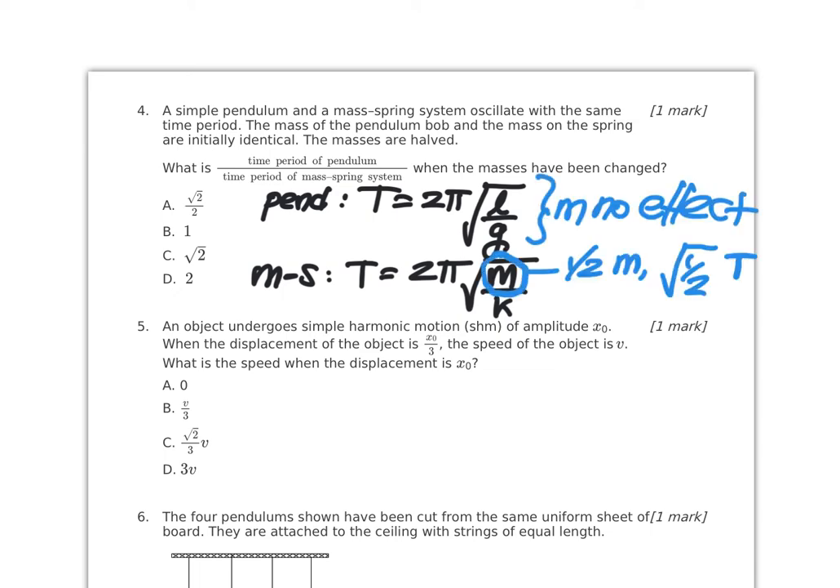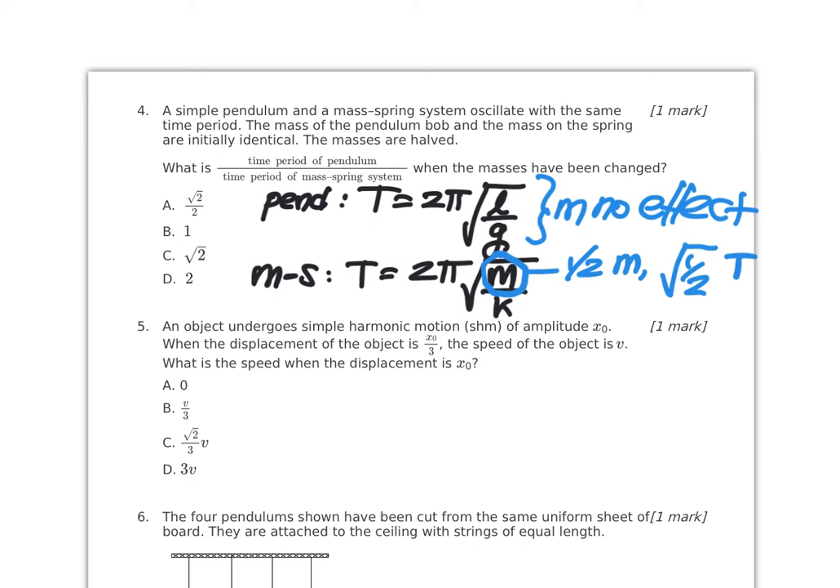We can see from the equations for period for pendulum and mass spring that pendulum does not depend upon the mass of the pendulum bob, but the mass spring setup does depend upon the mass attached to the spring. This is 2 pi radical m over k. So if we were to half the mass, it would have no effect on the pendulum period, but it would have a radical 1/2 multiple effect on the period of mass spring.